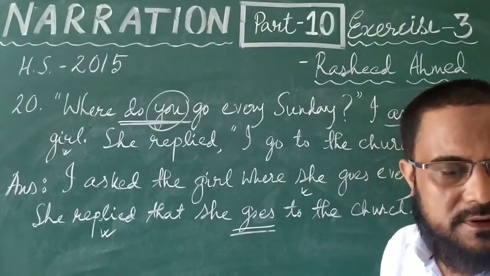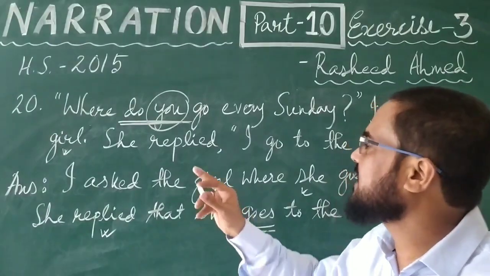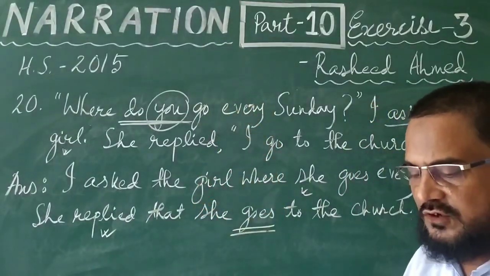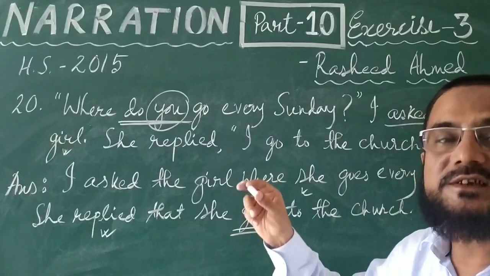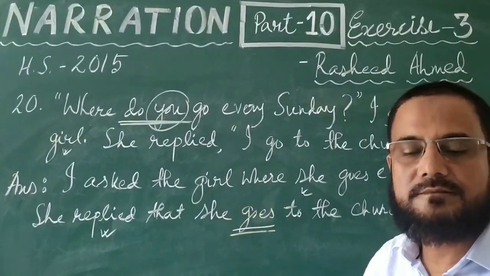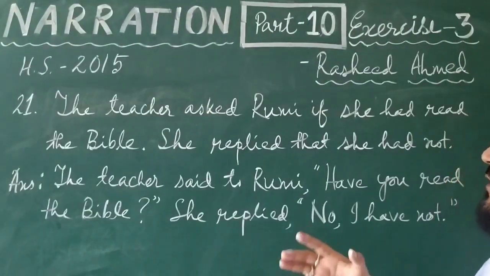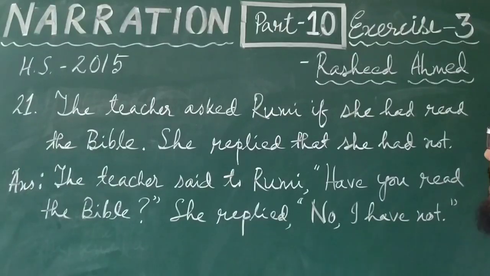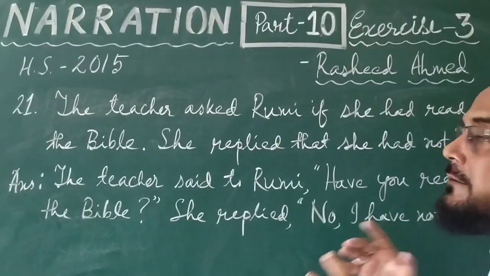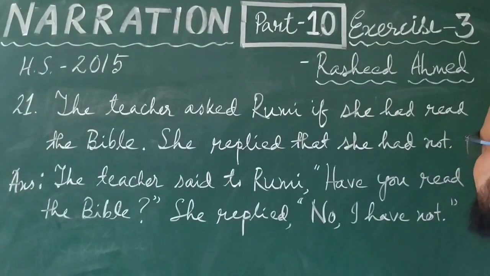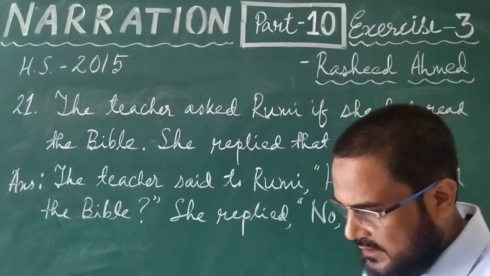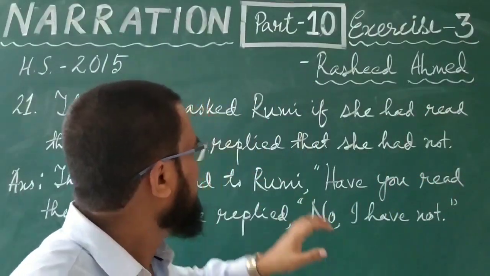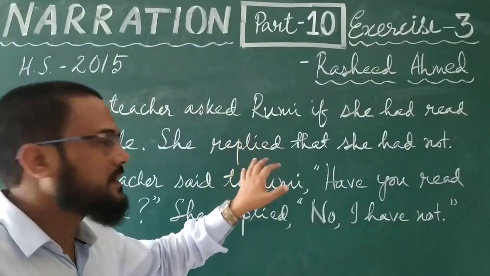And this was the first question that came in 2015, and the next question will be the second question that came in the same year. This is serial number 21. The teacher asked Rumi if she had read the Bible. She replied that she had not. The question is in indirect narration. We have to change it into direct narration.